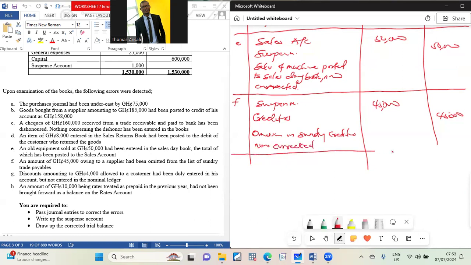All right. So that is that. Then we have the next one, G. It was omitted in the nominal. So the nominal is the expenses account, the nominal ledger. I asked you to go back and watch the video on ledgers so you understand what the nominal ledger is. It's a ledger for the accounts, the expenses account. So discount allowed, the account wasn't recorded, so you will now record it and the amount is 4,000.